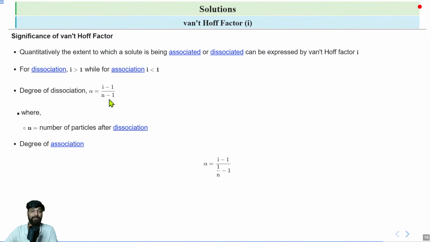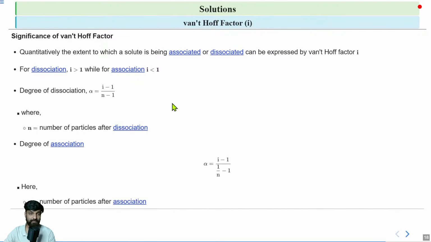In place of n, we will write it as 1 by n. So here n is what? n is the number of particles which are associating in case of degree of association, and n is the number of particles which are dissociating in case of degree of dissociation. Okay, got it?